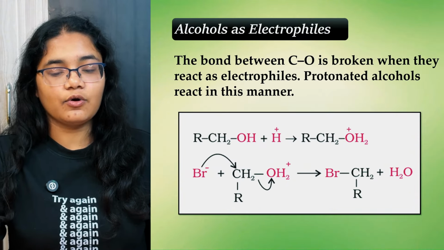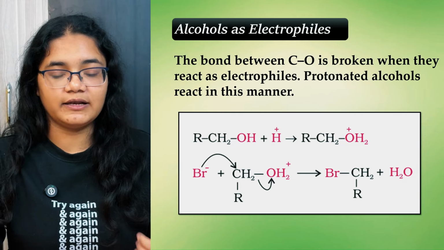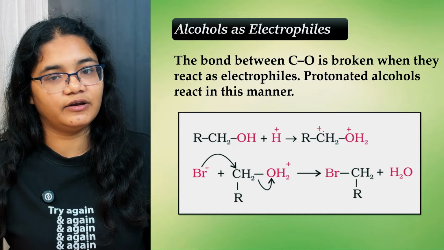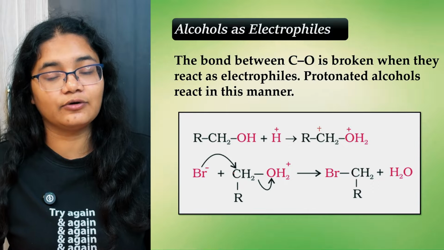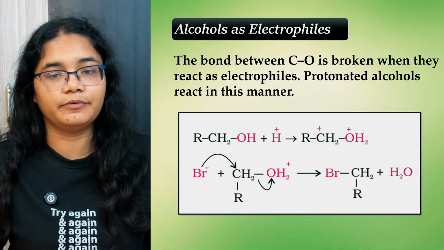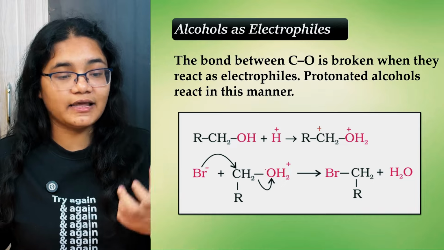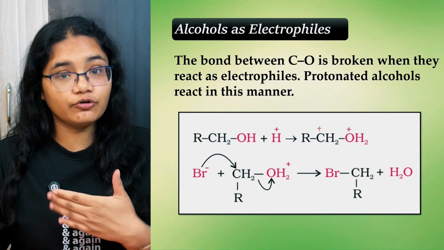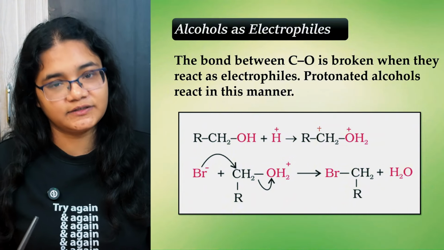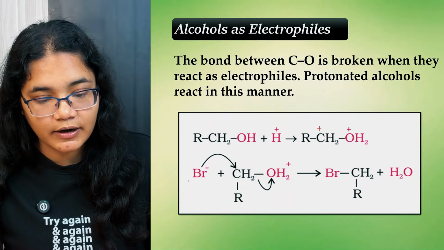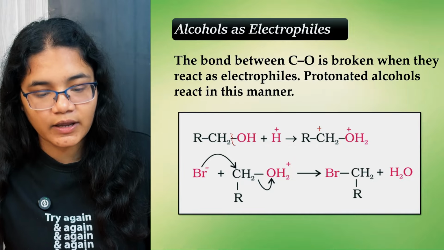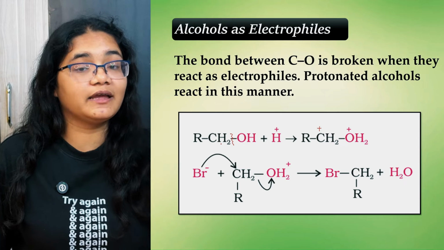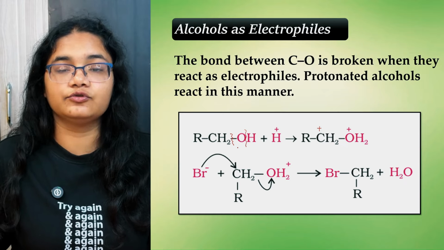Now when alcohol is behaving as an electrophile, first of all there is protonation of alcohol, and this carbon becomes electrophilic in nature. So any nucleophile can attack on this electrophilic carbon and this bond breaks. So when the alcohol behaves as an electrophile, the CO bond is breaking. This CO bond has to break in case of alcohols behaving as an electrophile. In case of alcohols behaving as a nucleophile, this OH bond has to break.